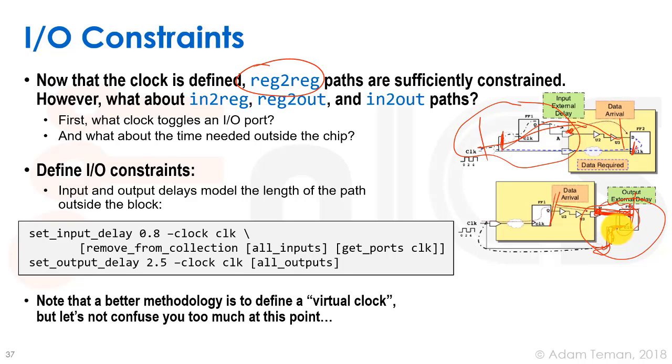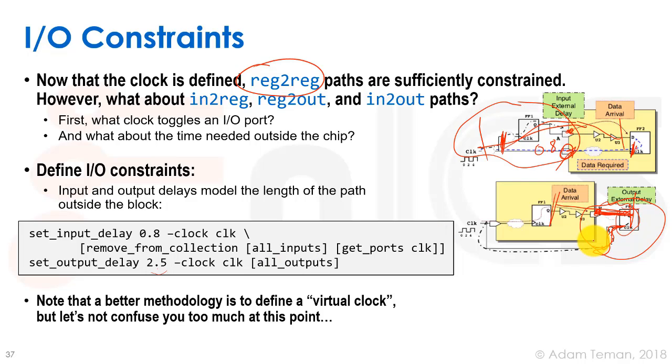So how we would show that is set input delay 0.8, that's saying this guy here is 0.8 nanoseconds, minus clock, it's from the same clock that reaches here, the same clock that we gave it a name CLK, and we're going to define this thing perhaps on all of the inputs to the design. So we would do it on all inputs, but we don't want to define it on the clock input because that would be very strange. So we do remove from collection. We remove from all inputs the input that's called clock. So it puts it on all of the inputs except for the input clock. Similarly, for the output delay, we would say set output delay 2.5 nanoseconds relative to this clock, and we're going to put it on all of the outputs of the design.